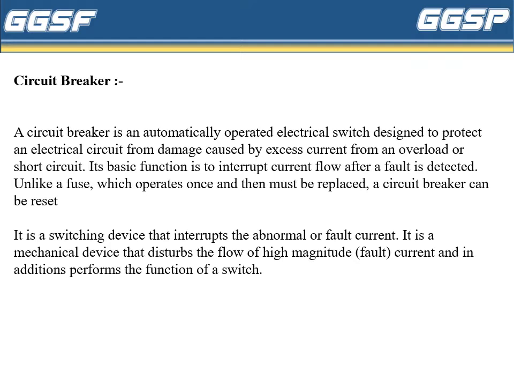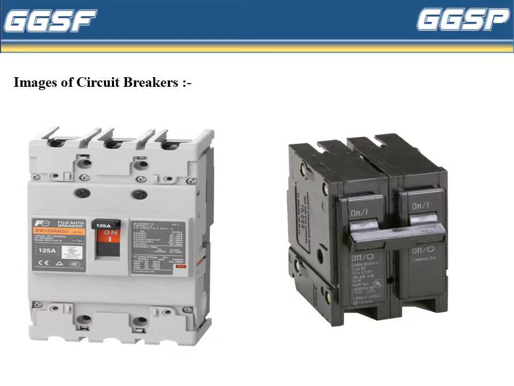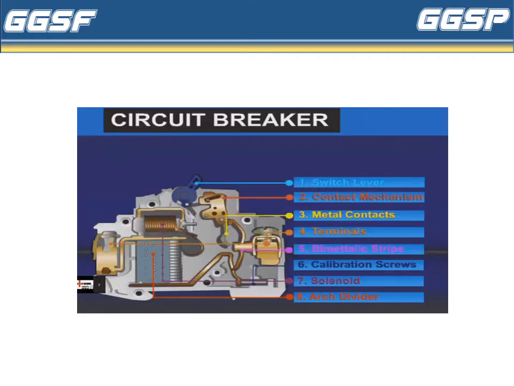It is a switching device that interrupts the abnormal or fault current. It is a mechanical device that disturbs the flow of high magnitude current and in addition performs the function of a switch. These are the images of circuit breakers. This diagram shows the different parts of a circuit breaker like switch lever, contact mechanism, metal contacts, terminals, bimetallic strip, calibration screws, solenoid and arc driver.